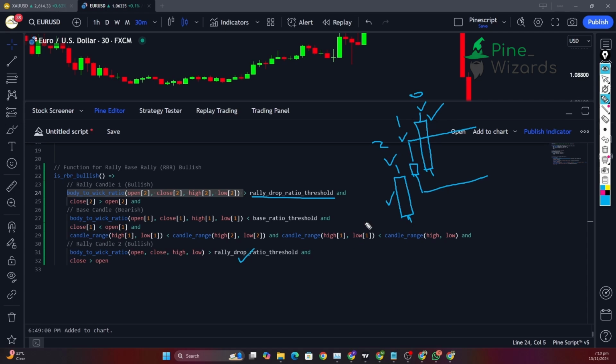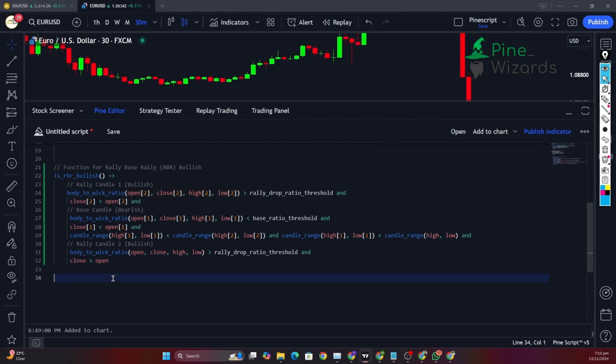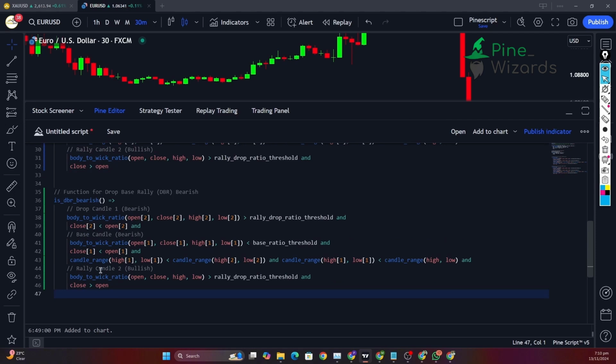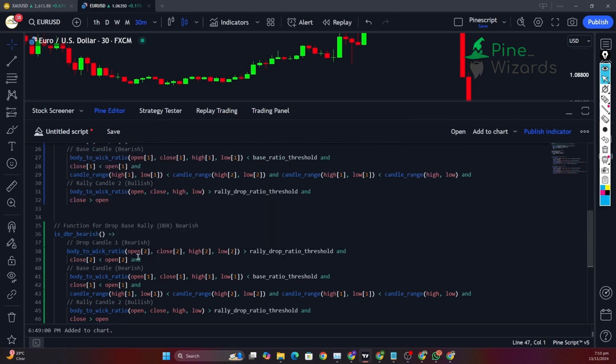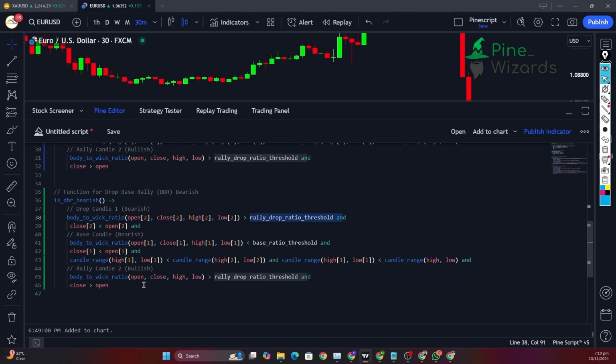So I hope you understood the concept or the condition that we define. And now if we go ahead and paste the code for the drop base rally, that code is going to be very similar. And here we can see that the body to wick ratio, we're again calculating the body to wick ratio, then we are defining all of the conditions.